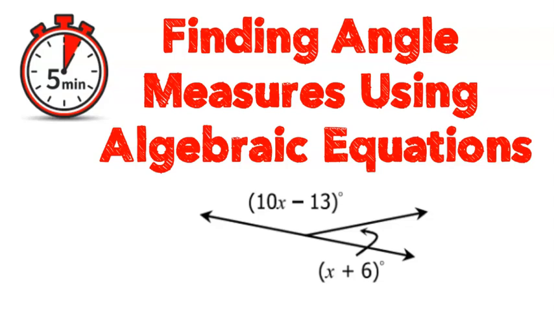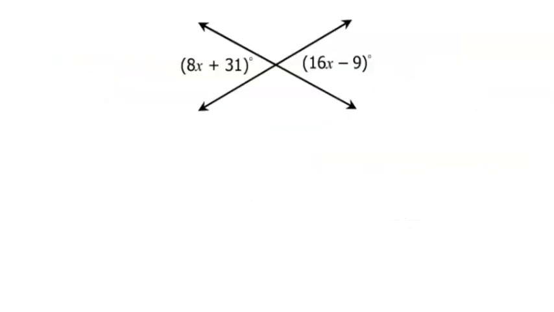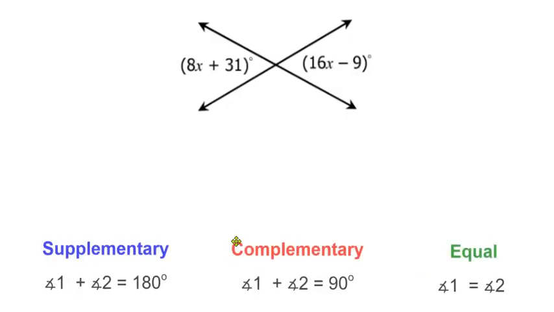Finding angle measures using algebraic equations in 5 minutes. In this example, we have some angle measures that are given by algebraic expressions. All we need to do is decide which one of the 3 algebraic relationships we see in the drawing. Do we have supplementary angles, complementary angles, or equal angles?